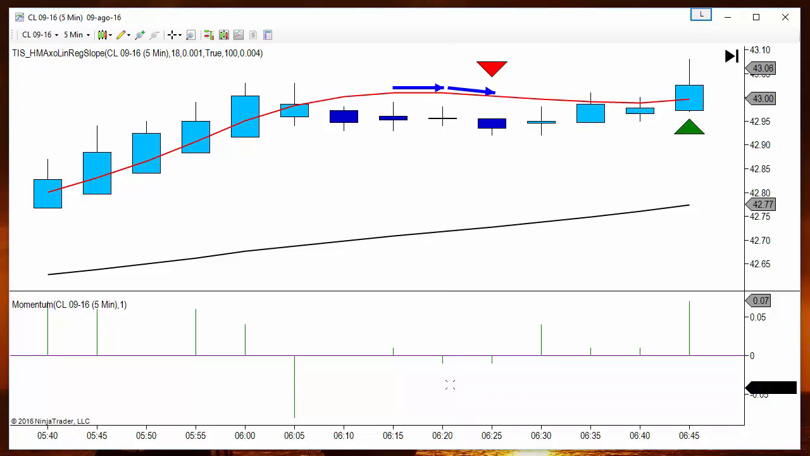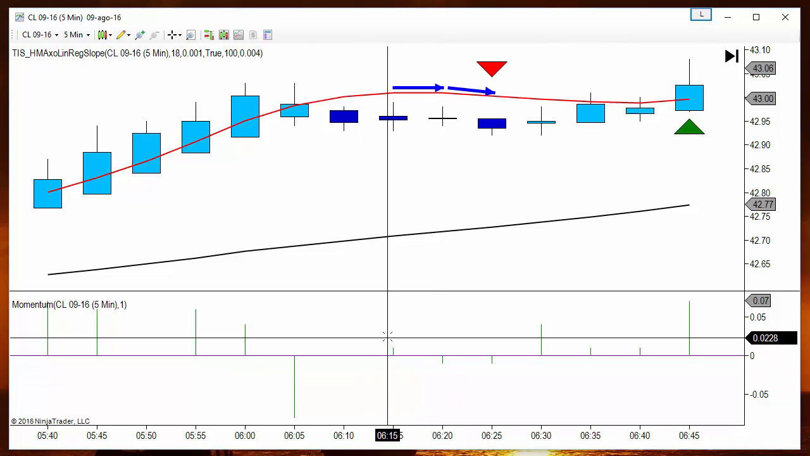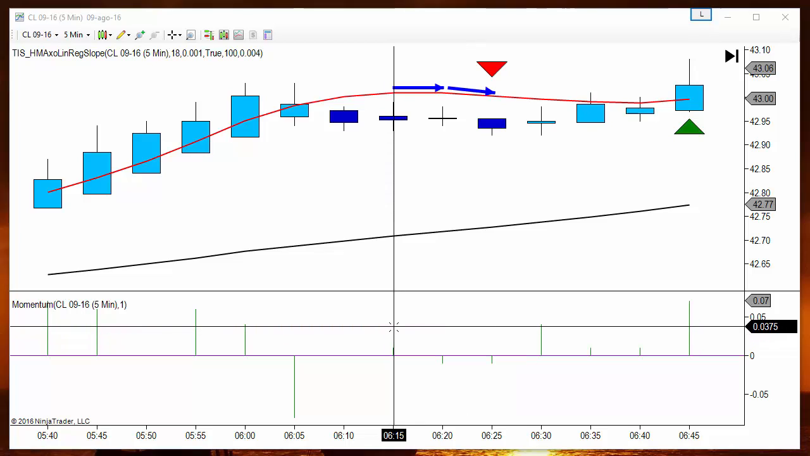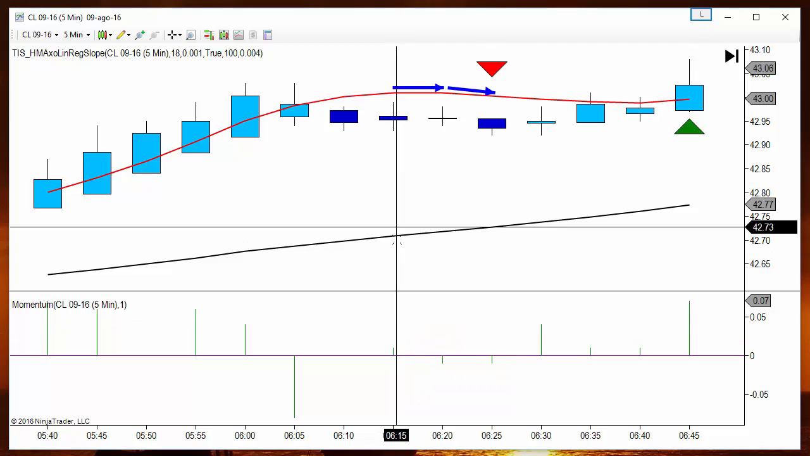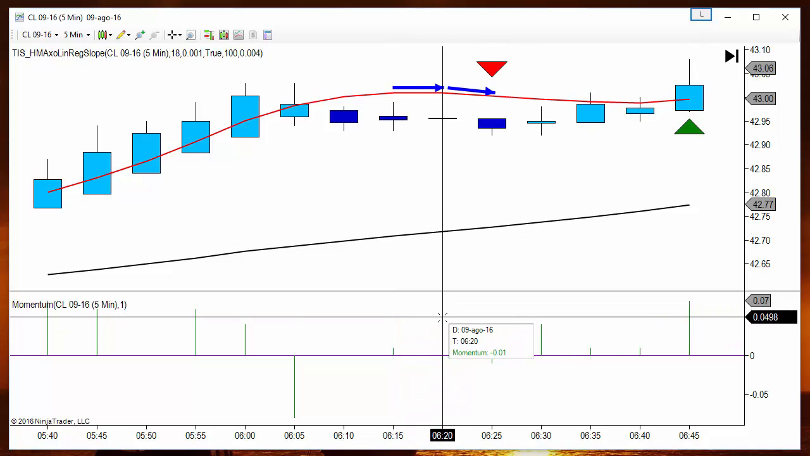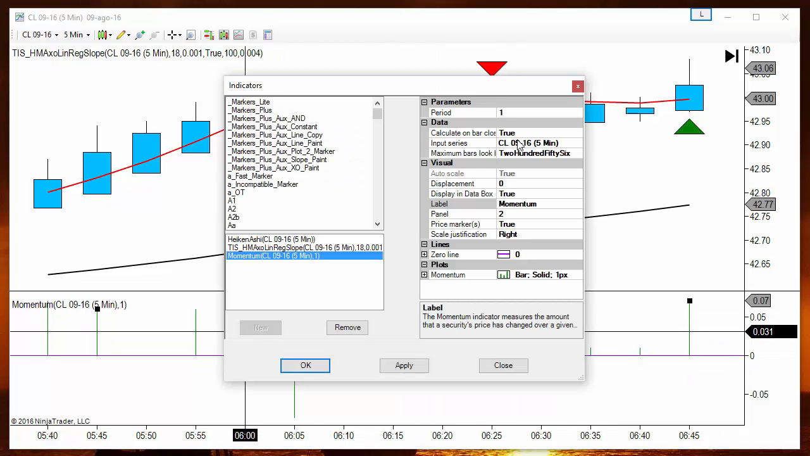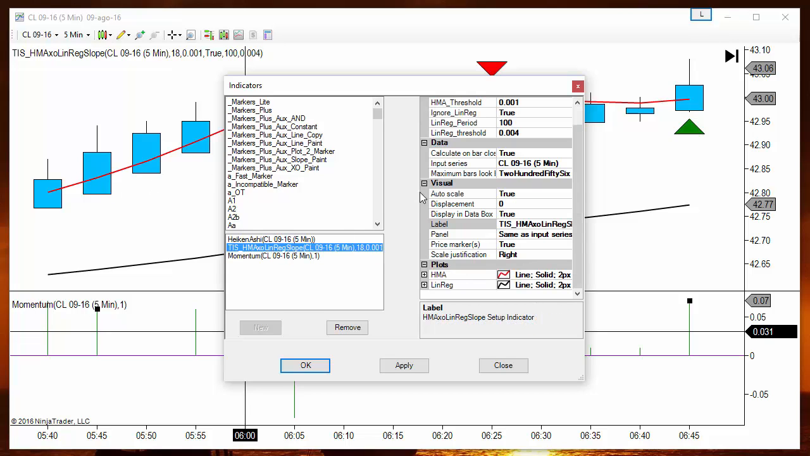In this example, each level looks at the difference between the current close and the previous close. We can see on this bar it is a positive 1 tick, and on this one it is negative 1 tick. So this bar is closing down. But we can change the input series on any indicator.